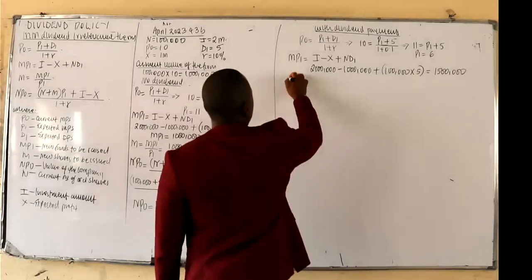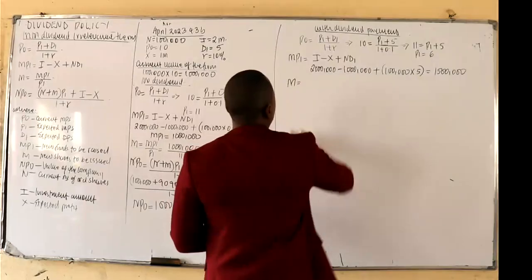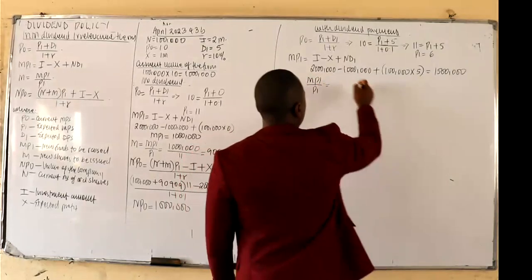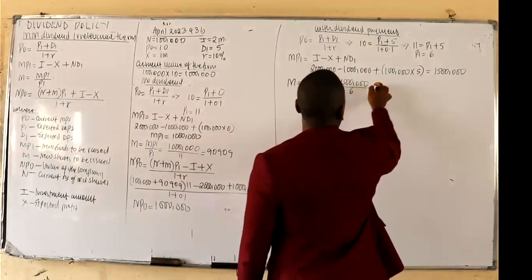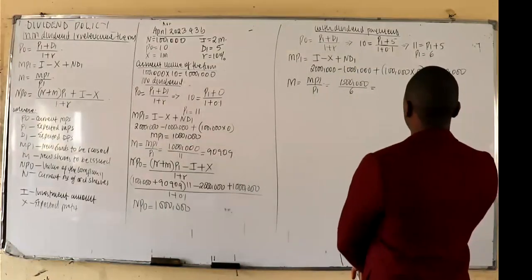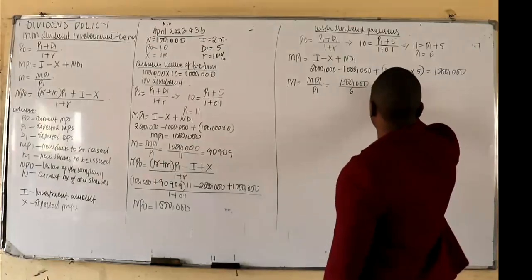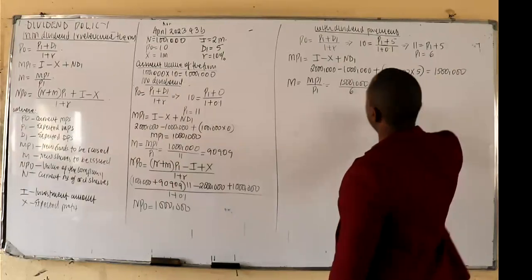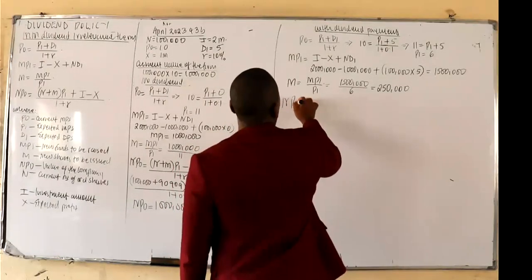Then from there, we need to determine M. M is the number of new shares to be issued, by taking MP1 divided by P1. So MP1 is 1.5 million divided by P1 of 6. How many shares will we have to issue? 250,000.